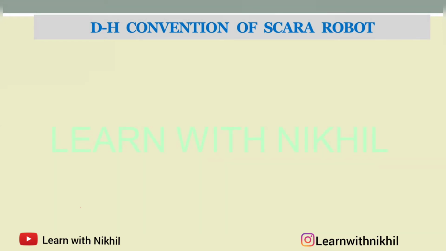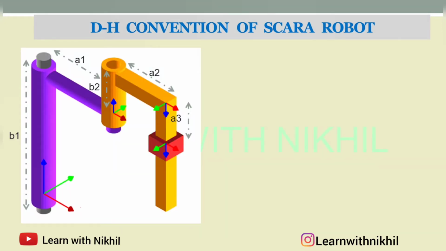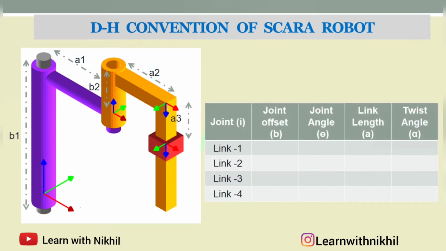Now for finding the DH parameters for the SCARA robot, this is the diagrammatic representation as you have seen earlier, and this is the DH parameter table. As we have 4 joints, you have these 4 lines. So we'll have DH parameters for all the 4 joints. The DH parameters are joint offset, which is represented by B or D, joint angle represented by theta, link length represented by A and twist angle represented by alpha.